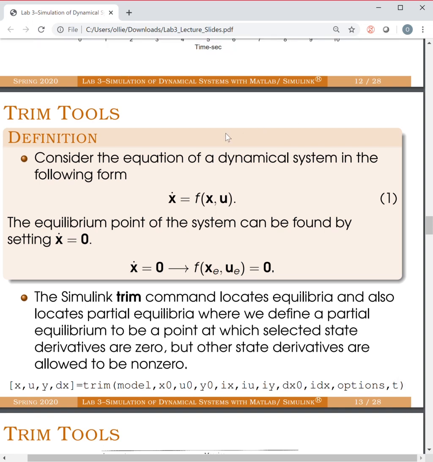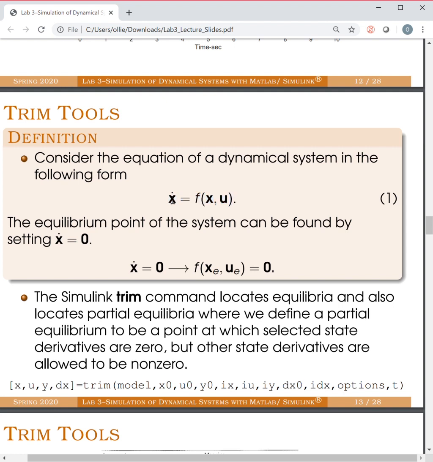So now we can find model properties and run models from MATLAB. The next thing we will learn is how to find equilibrium points in a system. Here we see a system in the form where the derivative of the state is a function of the state and some input forcing. For a state space, we note that it is linear.